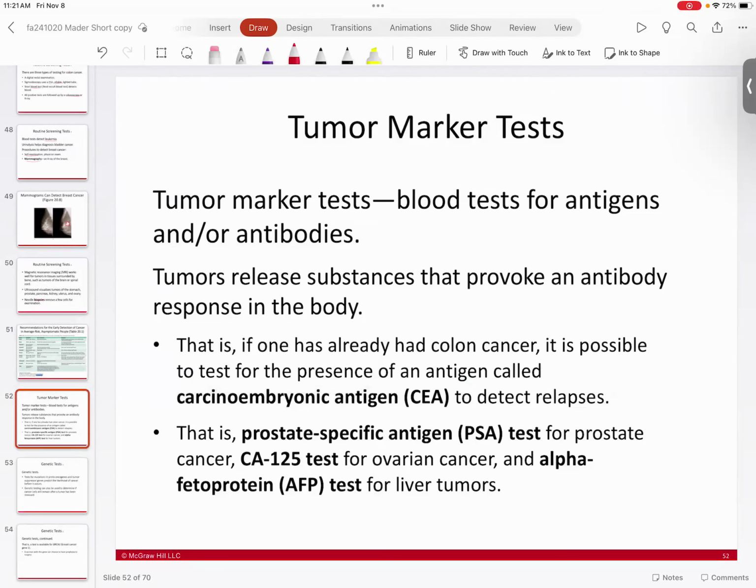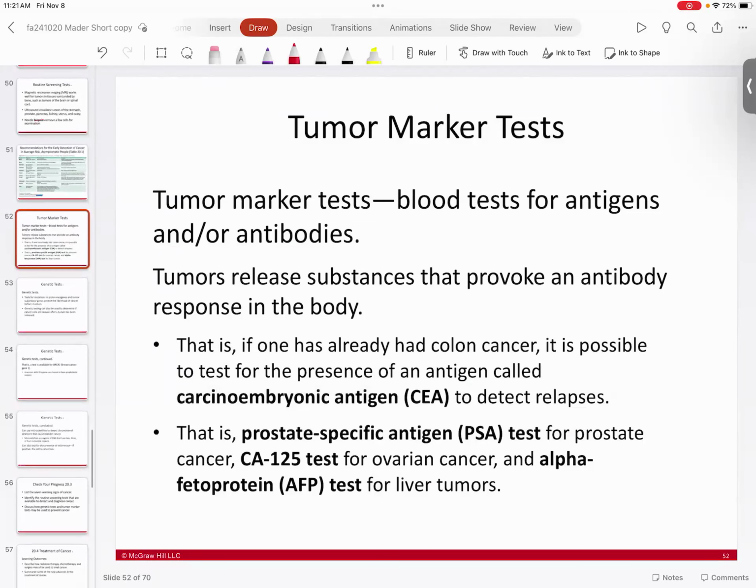One of the things we'd also do is the tumor marker test. This is basically looking for antigens or antibodies associated with a fight against tumors. Tumors are really foreign substances, abnormal things, and this will provoke an immune response, and you can test for that. So if you already have colon cancer, it could be that your immune system is trying to fight against it, because it's shedding different types of antigens into the system.